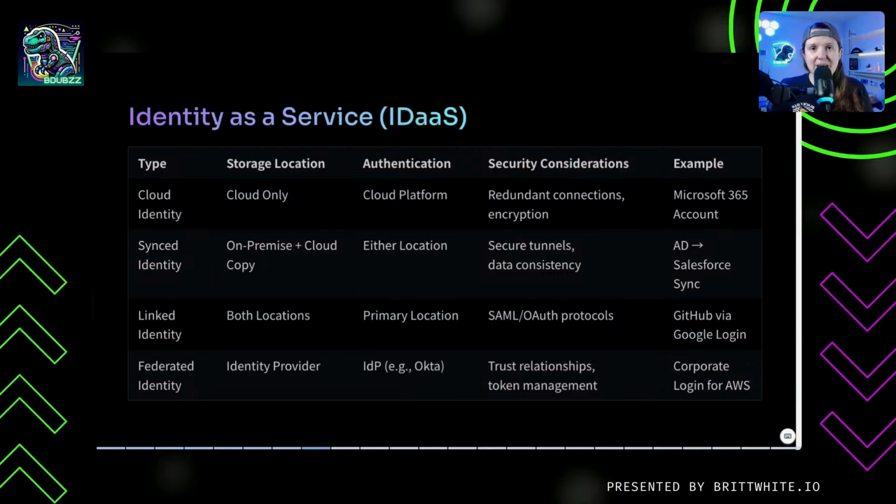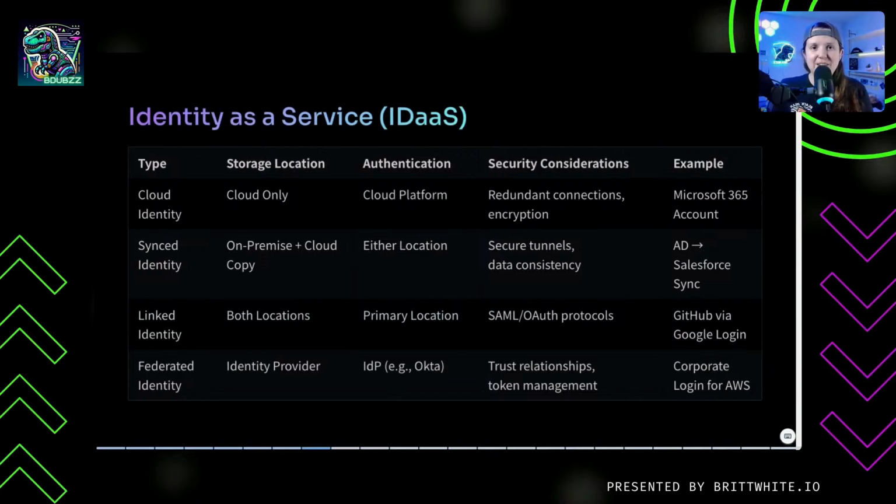First, cloud identity is ideal for cloud-native companies. Consider a startup that runs entirely on Microsoft 365 and Azure. Their identities exist purely in the cloud. Then we have synced identity, which is perfect for companies moving to cloud services. Think of a bank that keeps its core user directory on-premise, but syncs it to cloud services for email and collaboration. Linked identity is suited for organizations using multiple cloud services. For example, when employees use their Google Workspace account to access various third-party tools.